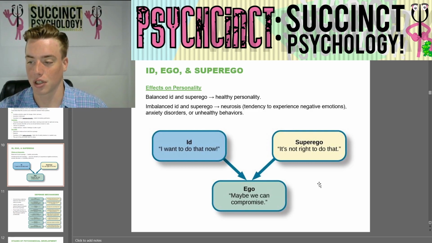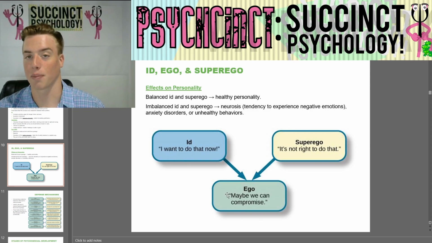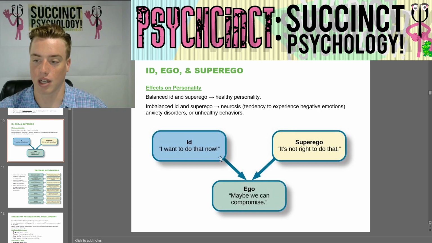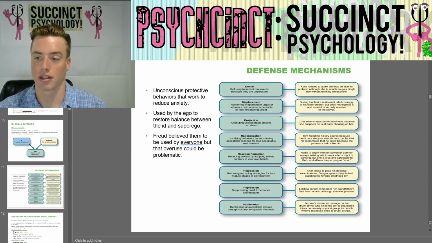So here's a nice little chart. Your superego, very moral, kind of superhero brain: it's not right to do that. Your id's like the villain. It's very primal. It wants the pleasure principle, wants to get what it wants right away. But your ego makes a compromise between the two, so you can accomplish what your id wants in a realistic manner.